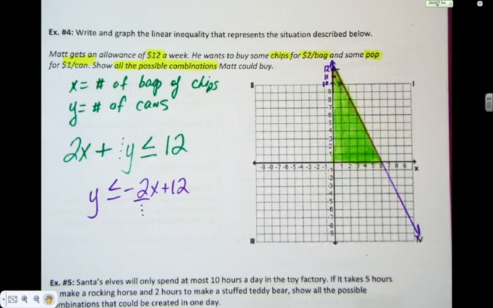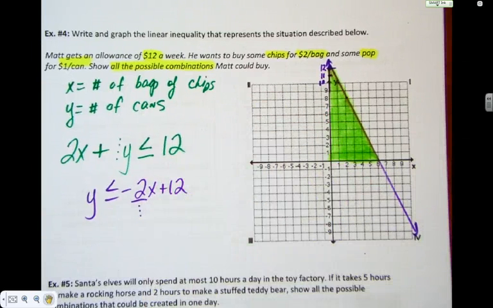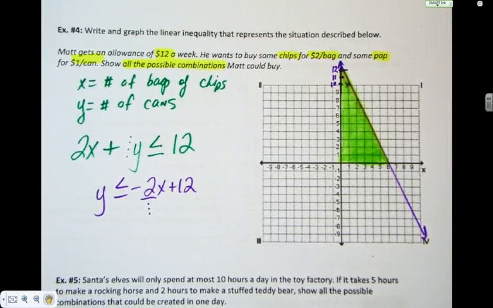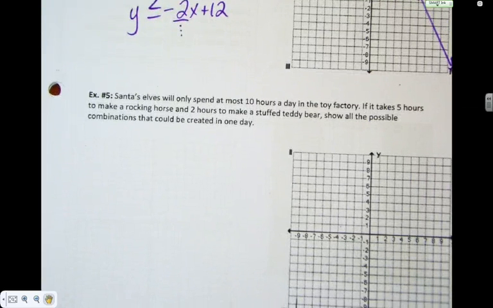Questions with this one? Do you understand why we didn't shade everything? It can't have negative chips, can't have negative pops. So it's called contextual questions, meaning there's a context behind it. Say on a test we do all of it, we still get like half marks. Read to read. Don't overthink.